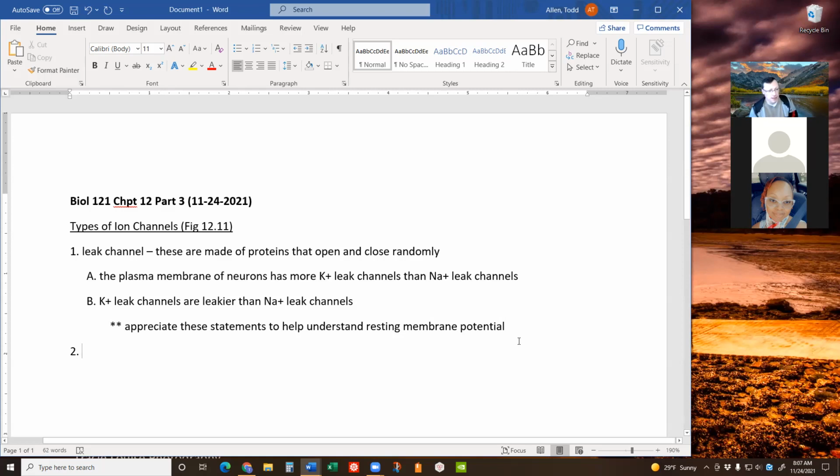The next kind of ion channel is a ligand-gated channel. Ligand-gated channels are made of proteins that open or close in response to the binding of a specific molecule to the channel.